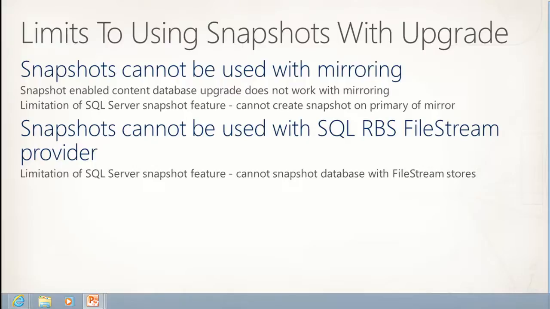And the other thing is if you're using the file streams with SQL, especially if you're using the file stream RBS provider, then you also can't use this feature, because when it does snapshots, it does not have the ability to do snapshots of RBS file stores. So that's the other second major issue with using this capability.